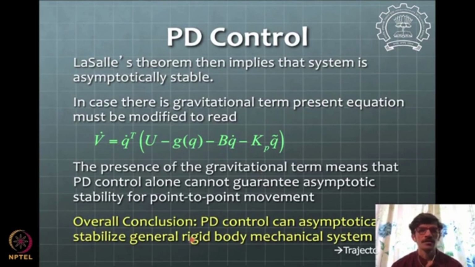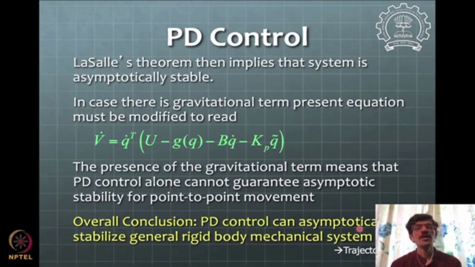So the overall conclusion is that PD control can asymptotically stabilize a general rigid body mechanical system. This is a very important conclusion here. If you use simple PD control on many systems that are fully actuated, it will work. It will take the system to its final value. In the presence of gravity, if there is gravity compensation to be done, you do that, and then this PD control will work.